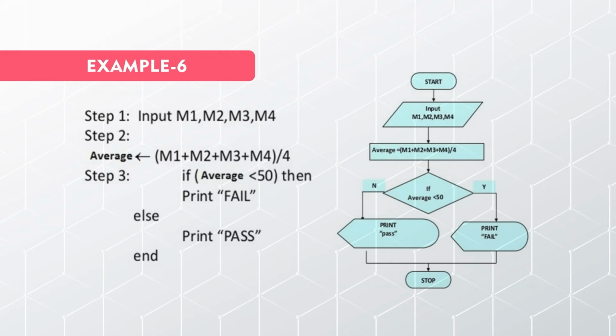Now we need to take the decision. If the average is less than 50, print fail. If greater than 50, print pass, and the algorithm will stop. So this is how we transform an algorithm into a flow chart by using the different symbols: the parallelogram for input and output, the rectangle for processing, and the rhombus or diamond shape for decision making. This is how the algorithm will work out.